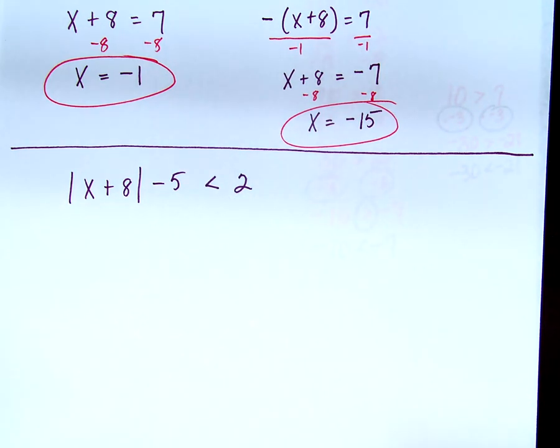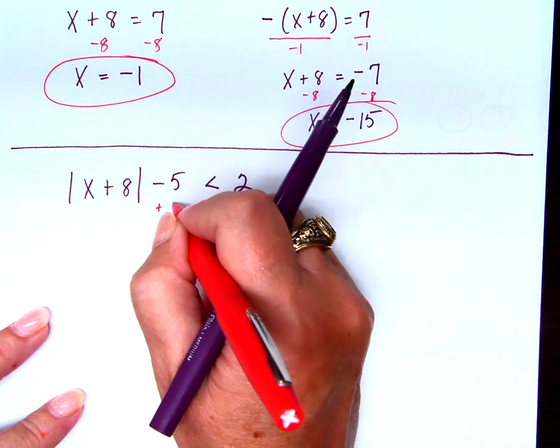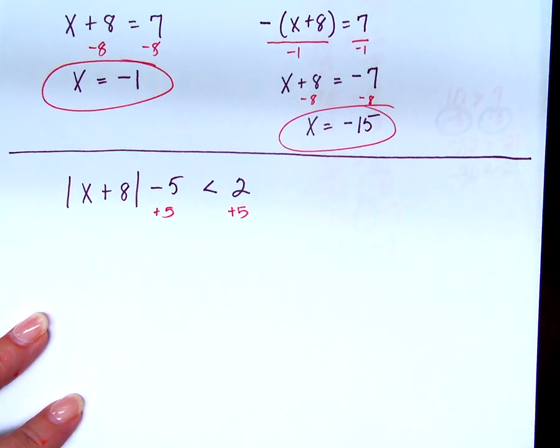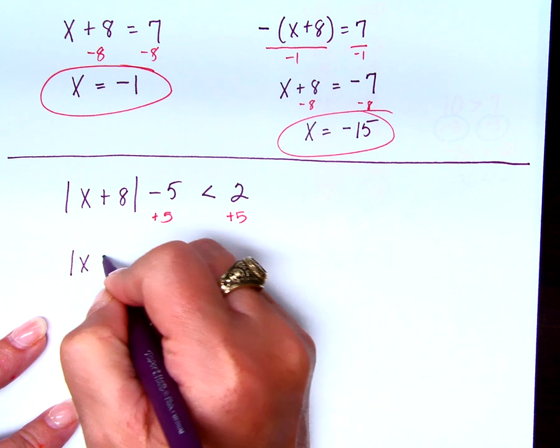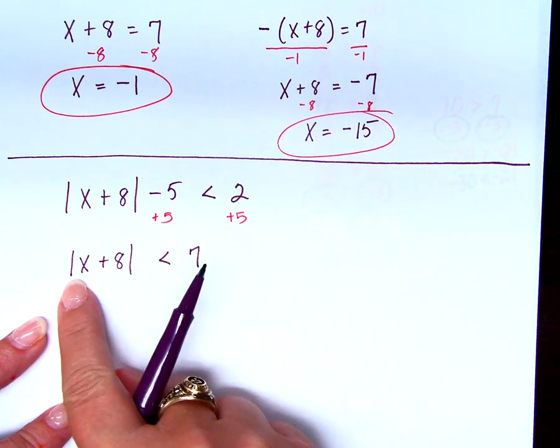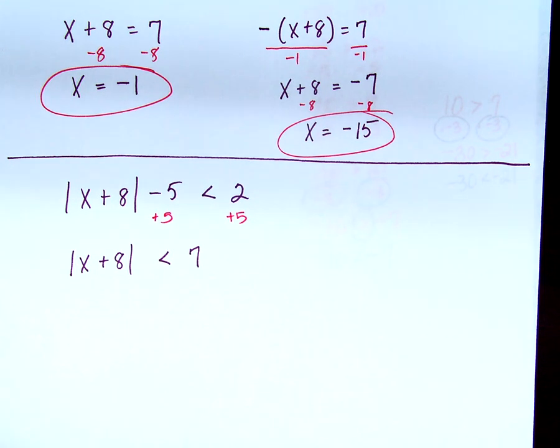Isolate the absolute value. To isolate the absolute value, I add 5. Isn't that what I did up here? Yes. So nothing has changed so far, has it? So absolute value of x plus 8 is less than 7. Now that the absolute value is isolated, now what do I do?